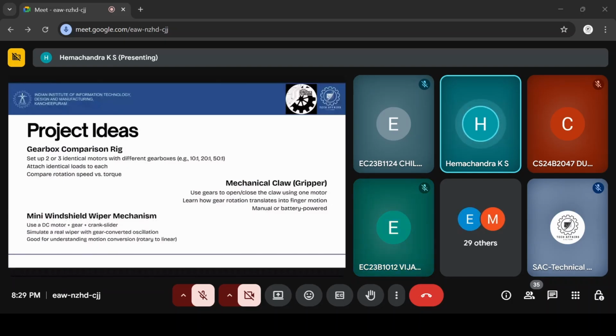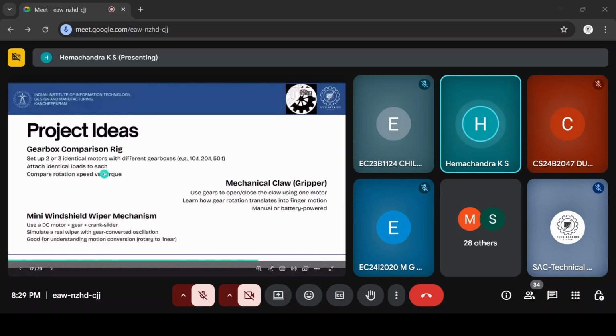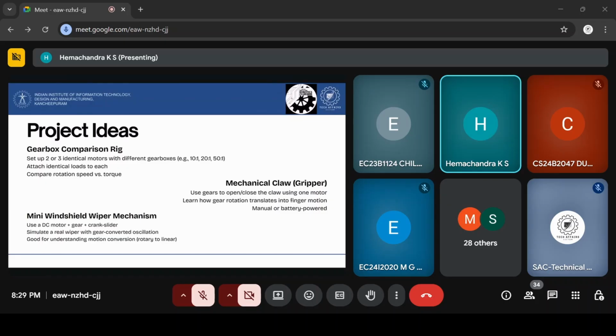If you come to the project ideas, you can look upon these things. Gearbox comparison rig: here you can set up two to three identical motors with different gearboxes, attach loads to them, and compare their speed versus rotation. We get a practical view of the gears. And you can use gears to open and close a claw using one motor and learn how gear rotation translates into finger motion.